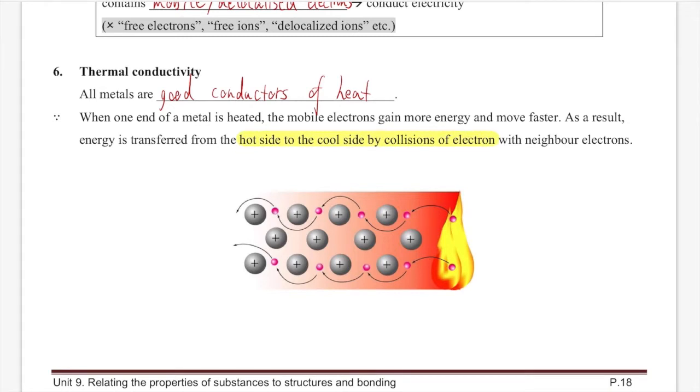Okay, and one more misconception that some students might have is that they think the electrons near the heat source gain energy, and then carry that energy all along to the other side of the metal. That's not the case. It's not one or two electrons gaining the energy and bringing it to the other end, but they collide with the next electron and then pass the energy along the metal. Later, we will have one checkpoint about the thermal conductivity of the metal, and then I will use another example to further explain this.